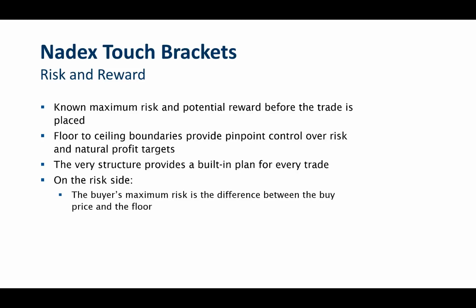On the risk side, the buyer's maximum risk is the difference between the buy price and the floor. The seller's maximum risk is the difference between the sell price and the ceiling. So again, buyer's maximum risk is the buy price to the floor. Seller's maximum risk is the difference between the sell price and the ceiling. Just as easy as it is to buy, it is to sell, and vice versa.